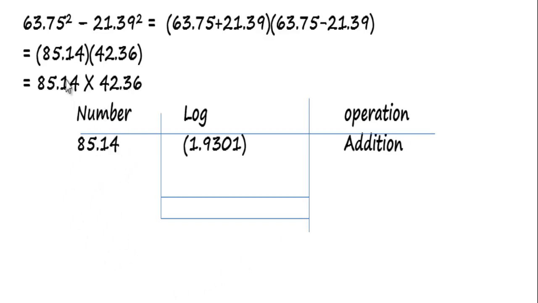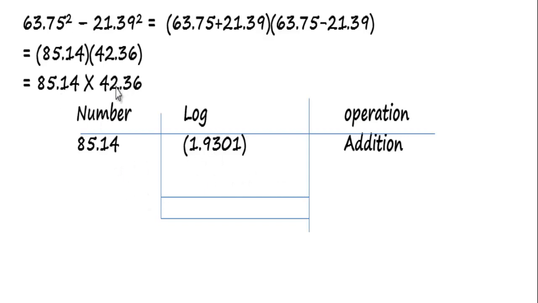85.14. The first number, what is the standard form of 85.14? Which is now going to be 8.514 times 10 raised to power 1. That's why the characteristic here is 1. And then you go to your logarithm table, you check 85 under 1 with difference 4, you get 9301. Are you following me? Which is now going to, you are going to get down.